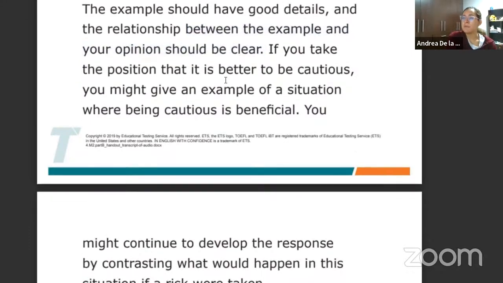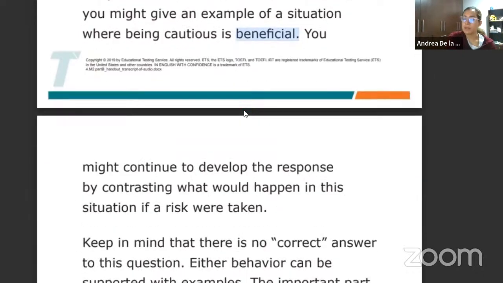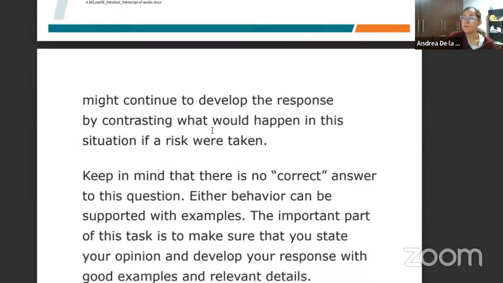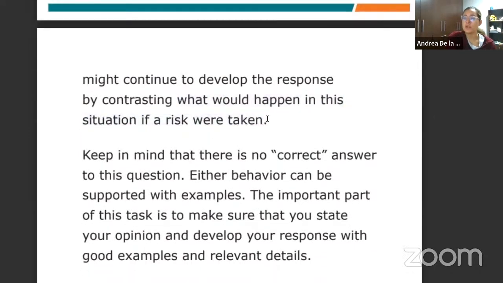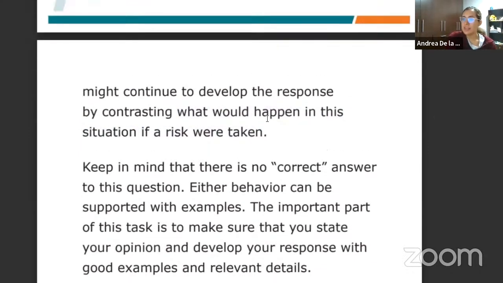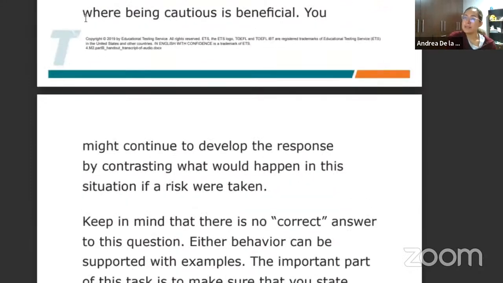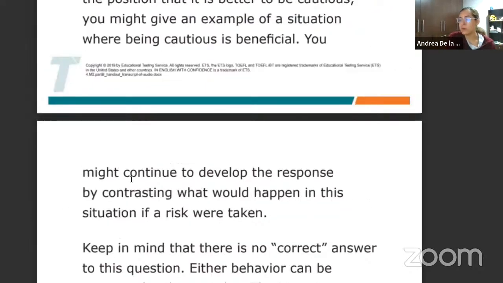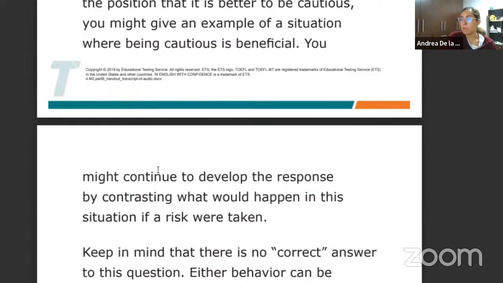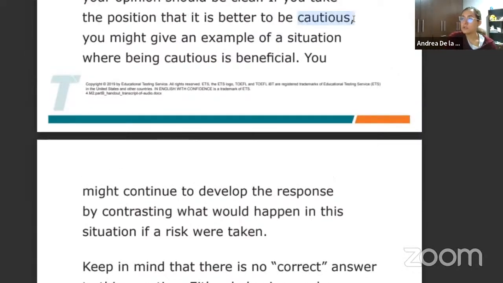Now, they say if you take the position that it's better to be cautious, you might give an example of a situation where being cautious was beneficial. You might continue to develop your response by contrasting what would happen in this situation if a risk were taken. So, contrasting is another way to continue supporting your idea, right? You could say, I prefer to be cautious because that way you live longer. For example, I never go out late at night.